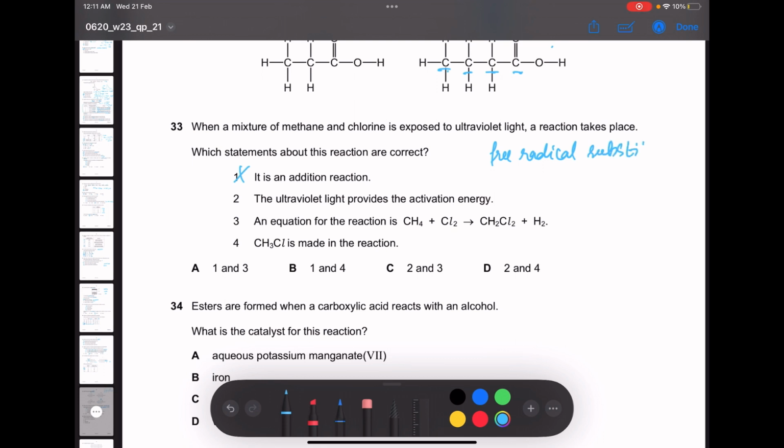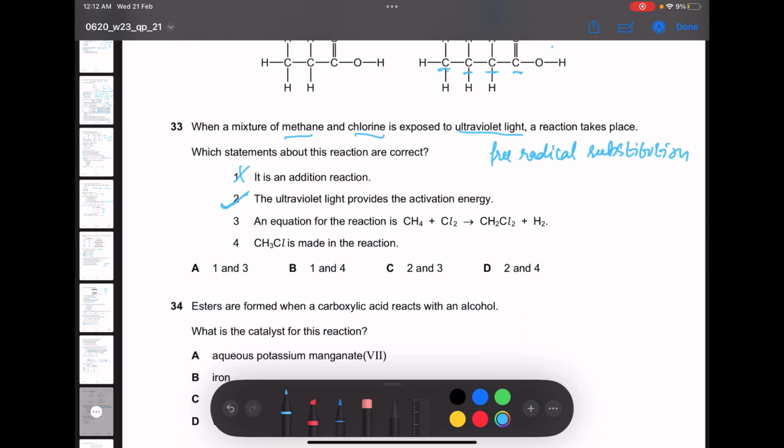When methane is reacted with chlorine in the presence of ultraviolet light, it is not an addition reaction, it is simply a substitution reaction. So, 2. The ultraviolet light provides the activation energy. Yes, it does provide the activation energy. 3. An equation for the reaction is this.